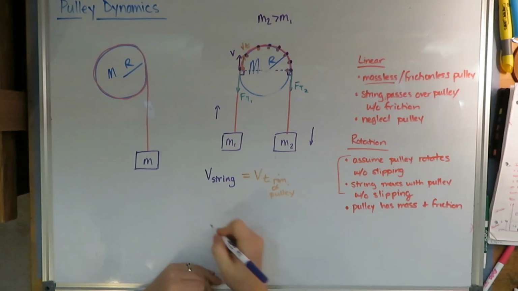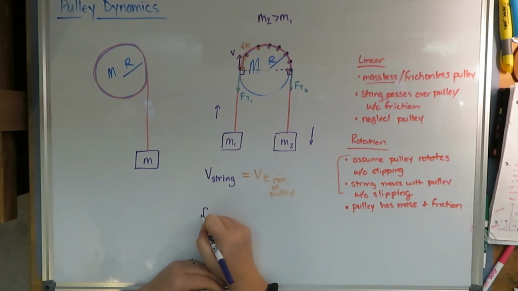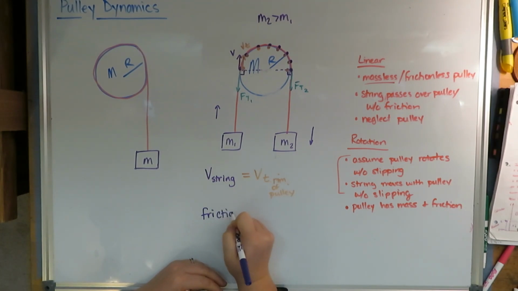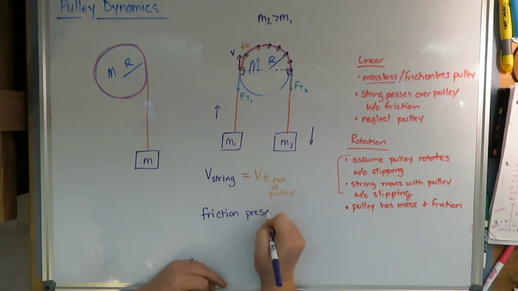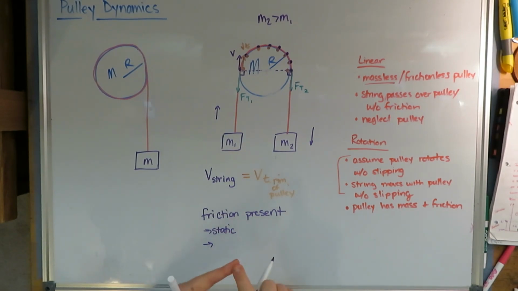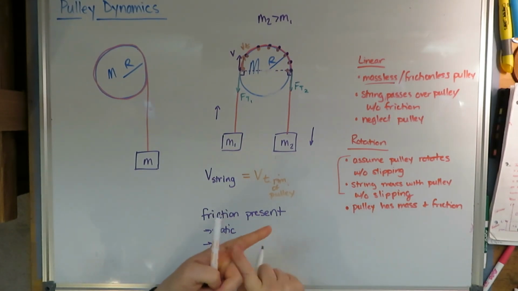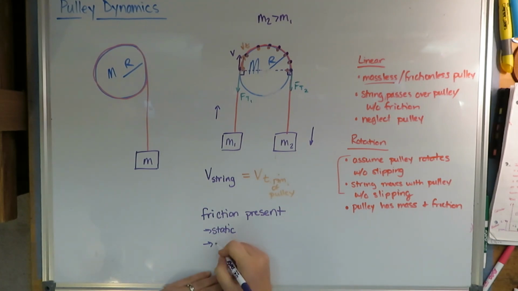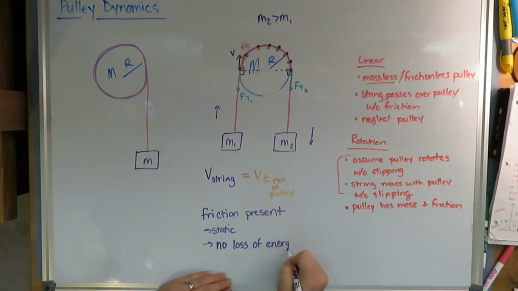But what we assume is that there is friction present, but because they are not sliding against each other, it is a static friction. Because those 2 points are always together, they're not sliding relative to each other, so there's no loss of energy to friction. So there's no loss of energy to heat due to friction.